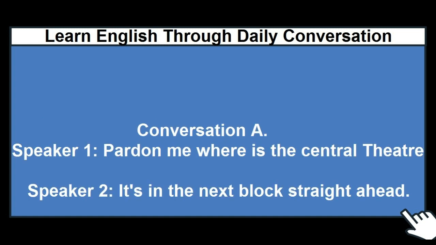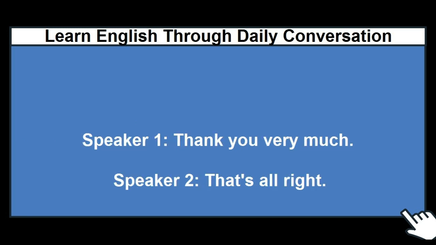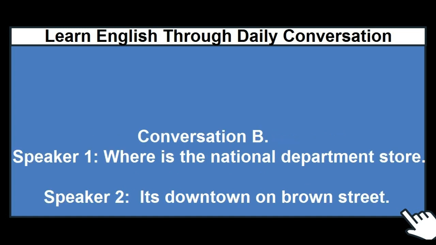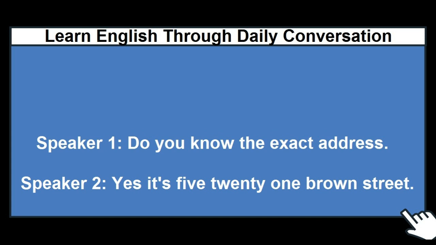Conversation A. Speaker 1. Pardon me, where's the central theater? Speaker 2. It's in the next block, straight ahead. Speaker 1. Thank you very much. Speaker 2. That's all right. Conversation B. Speaker 1. Where's the National Department Store? Speaker 2. It's downtown, on Brown Street. Speaker 1. Do you know the exact address? Speaker 2. Yes, it's 521 Brown Street.